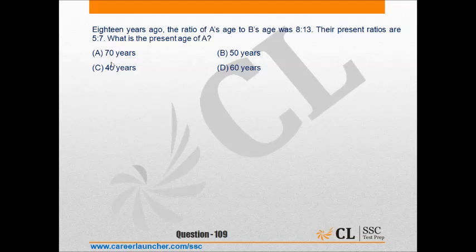If I look at option A, 70 minus 18 is 52. So this is not a multiple of 8. 50 minus 18 is 32. This is a possible multiple of 8. 40 minus 18 is 22. This again is not a multiple of 8. And 60 minus 18 is equal to 42. This is again not a multiple of 8. So the present age of A is 50 years.